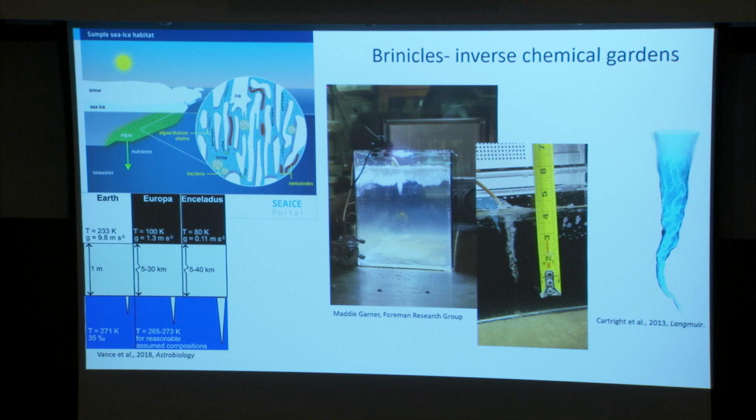Cryobrines are another interesting icy feature, whose high salt content maintains them in an unfrozen state at conditions below 0 degrees Celsius. These can host a diversity of different organisms, and in some cases can be highly productive. One interesting example of these are features known as brinicles.